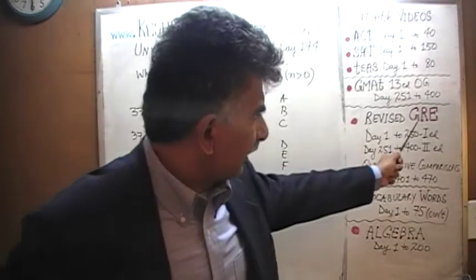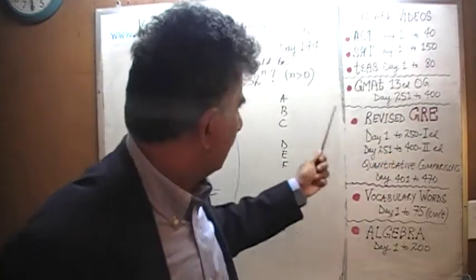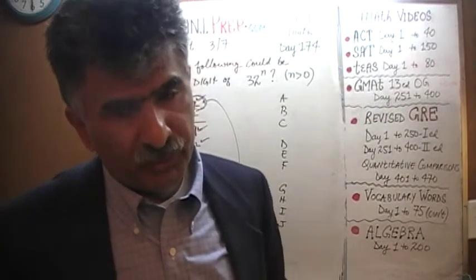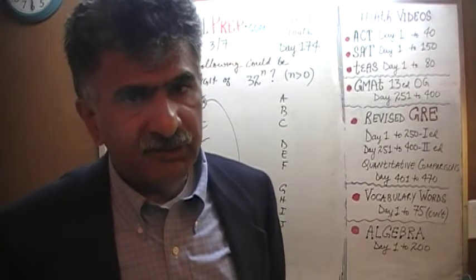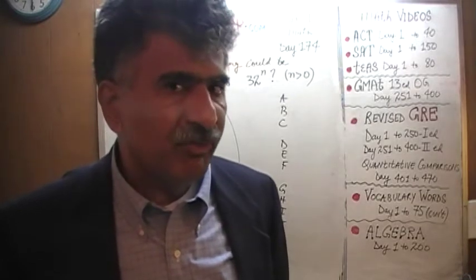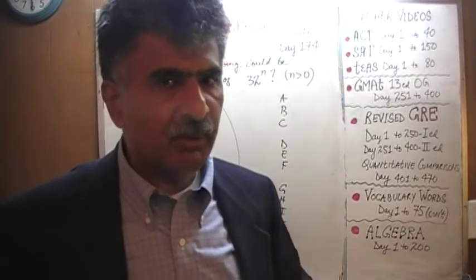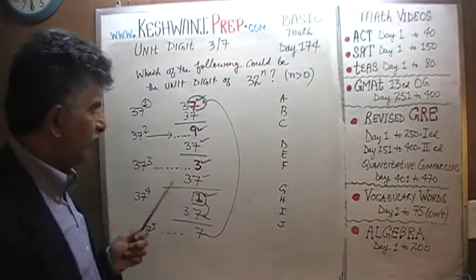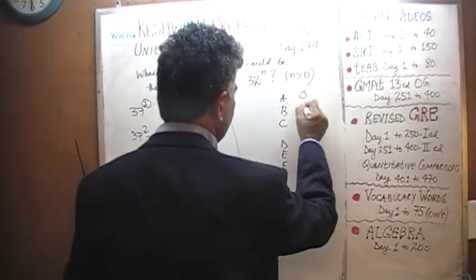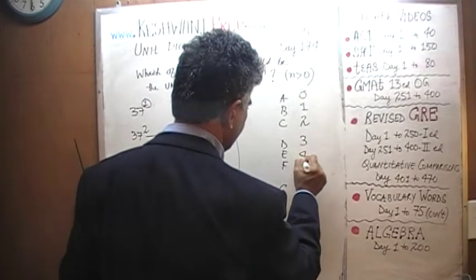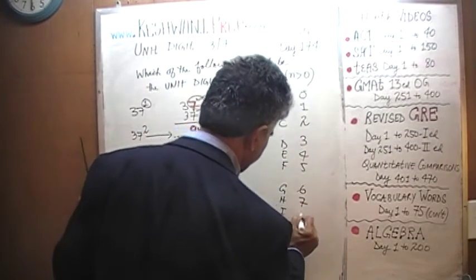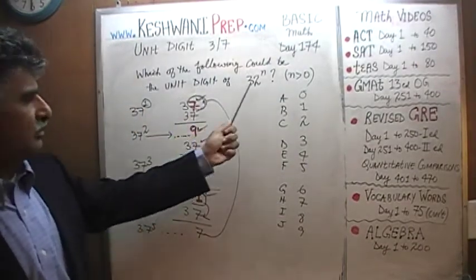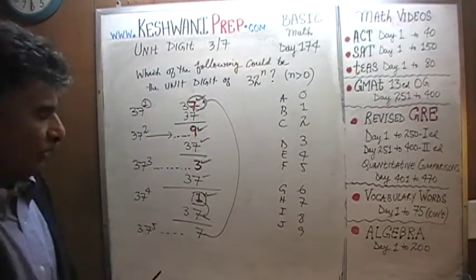But on the GRE, especially if you're preparing for GRE, there is one type of question where they give you more than 5 answer choices, 6, 7, 8, sometimes as many as 10 answer choices. And our job is to mark all the answer choices that apply. Do you understand? So here, we'll have 10 answer choices. The answer choices are 0, 1, 2, 3, 4, 5, 6, 7, 8, 9. And the question simply is, which of the following could be the unit digit of 32 raised to n? Let's find out.